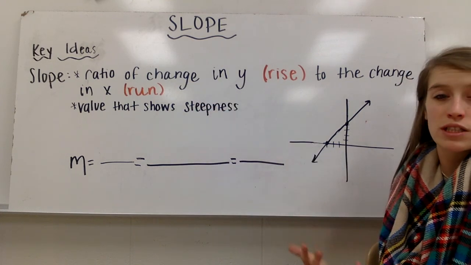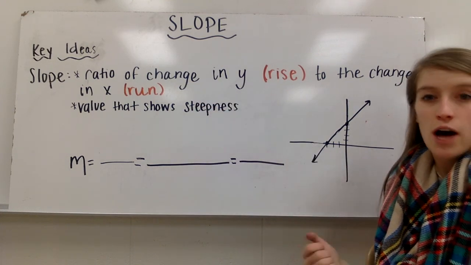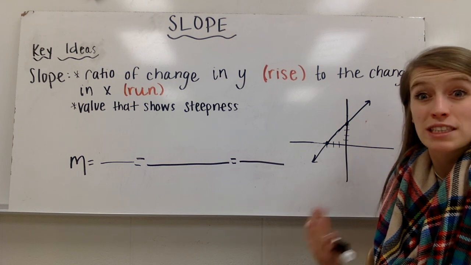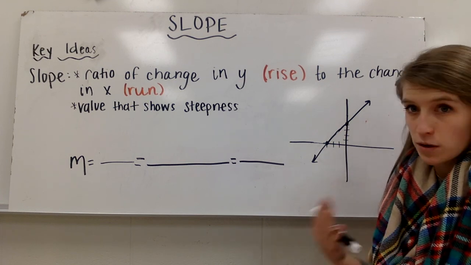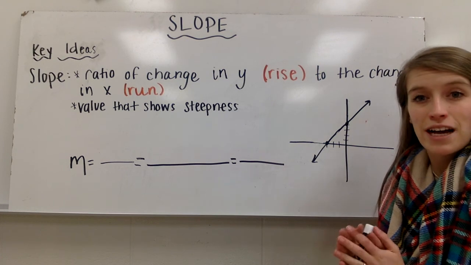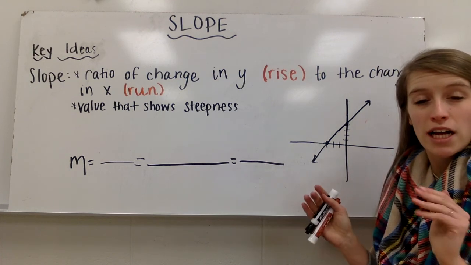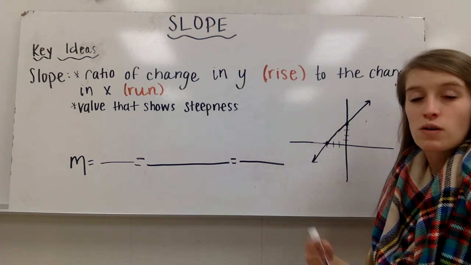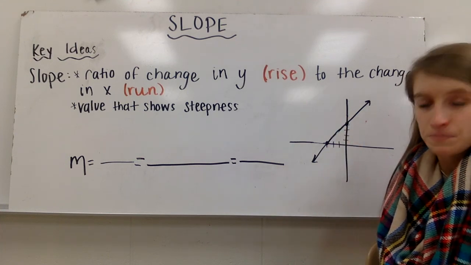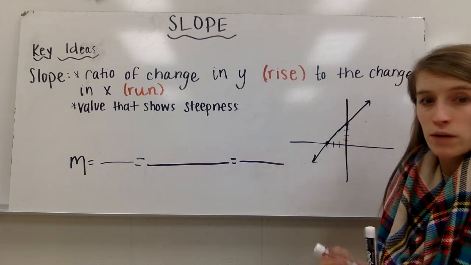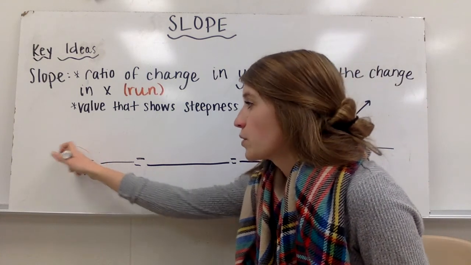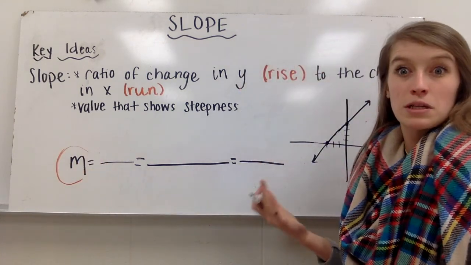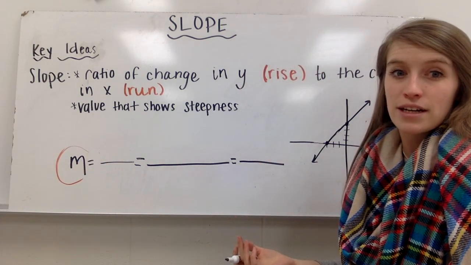Anytime we say ratio, that's the same thing as a fraction. Slope is a value that shows the steepness too. So our slope should always just be a single number, and it'll tell us how steep our line is and what direction it's going, whether it's going up or down.